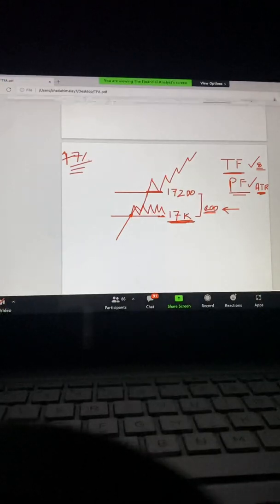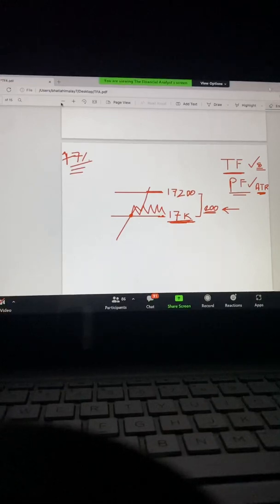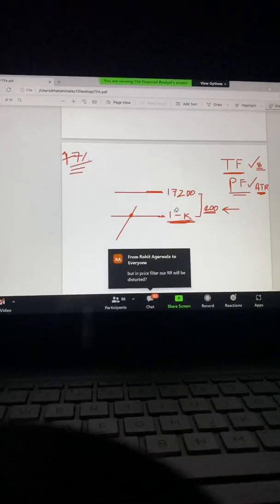Because what I do is I simply only trade a breakout when, for example, 17,000 is broken. I only take a trade above 17,050. So again, to make things much more precise, it's better you use the indicator. All right. Thank you.